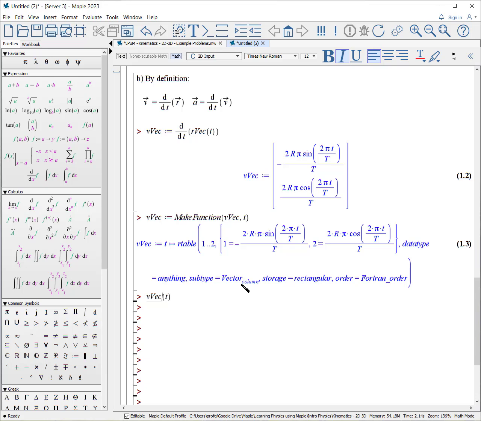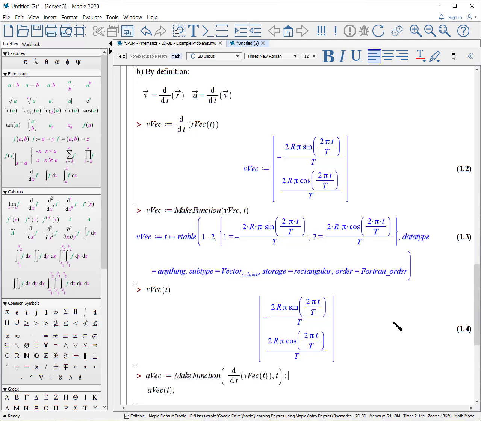It is a vector. In fact, it's a column vector for which if you ask what is its value at some value T, that's what it looks like. Let's repeat the same for acceleration. Acceleration is the derivative of the velocity vector. I'll make a function out of it.